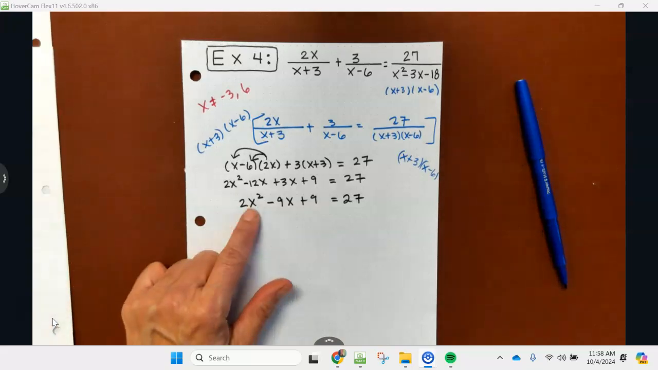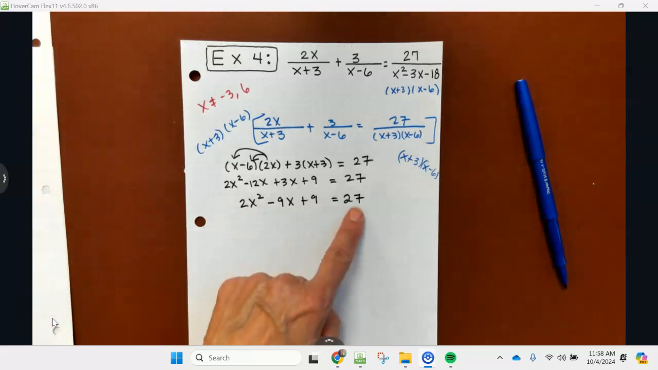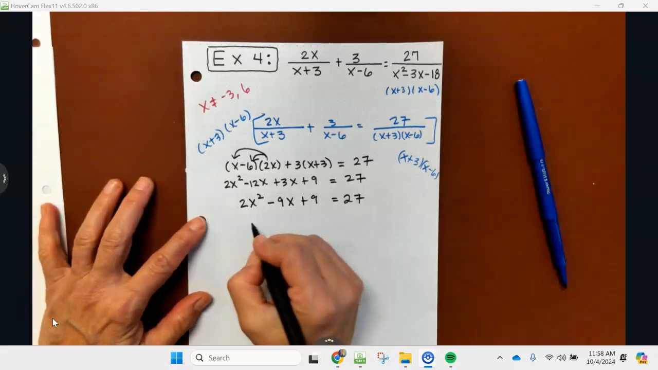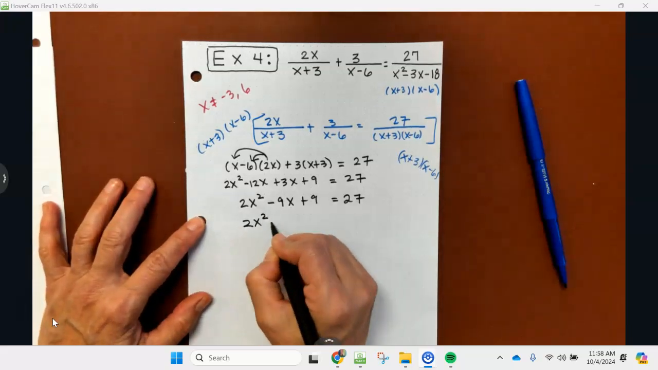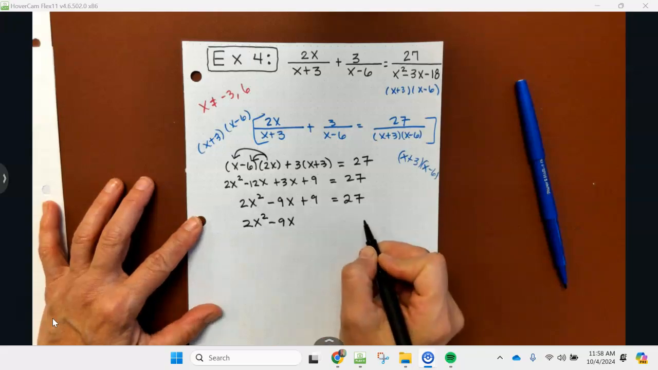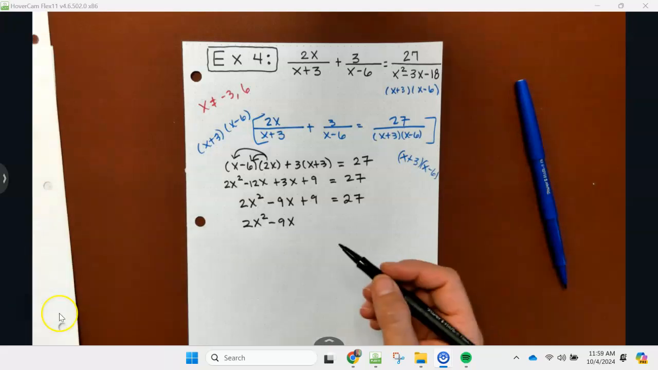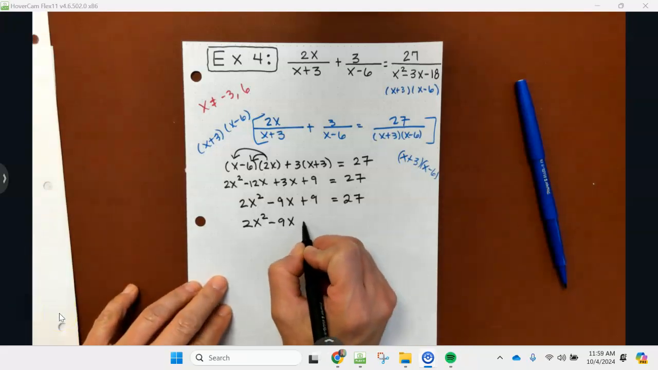Again, guys, if you have the exponent when you're trying to solve for x, it has to be set equal to 0. So we're going to move the 27 over. So this is going to be 2x squared minus 9x. And then remember, a negative 27 and a positive 9 would be negative 18.